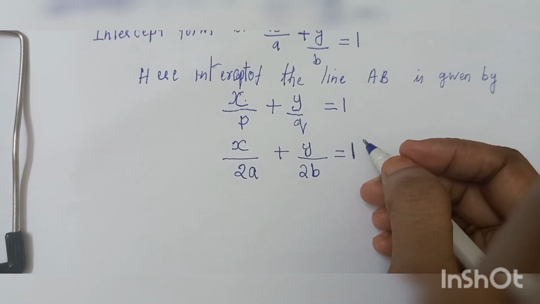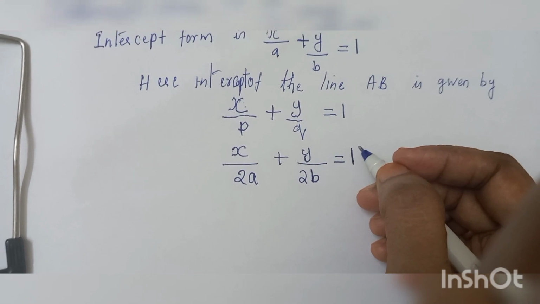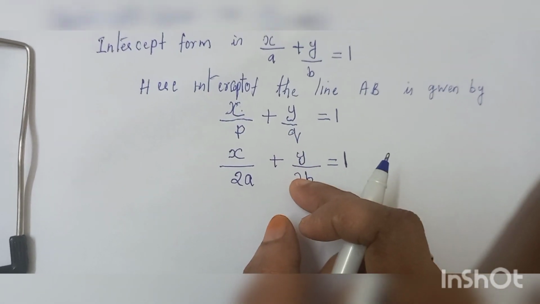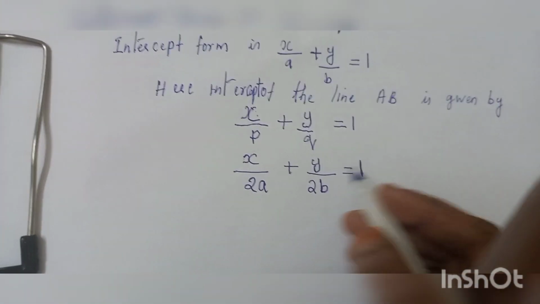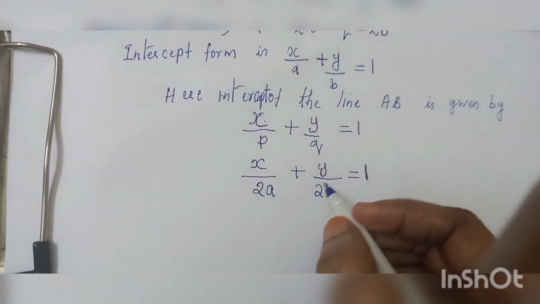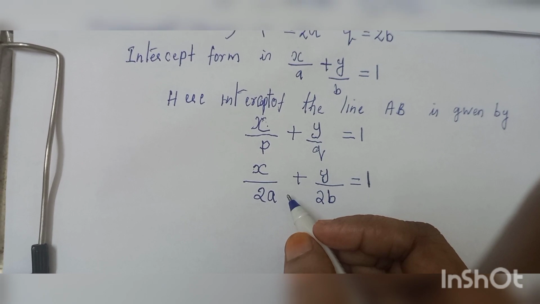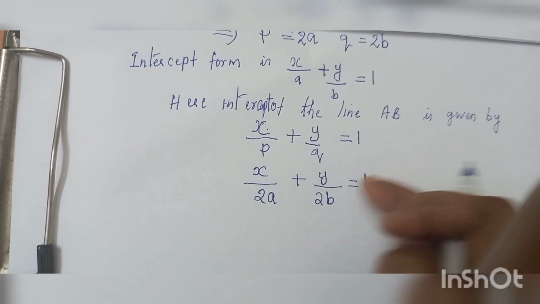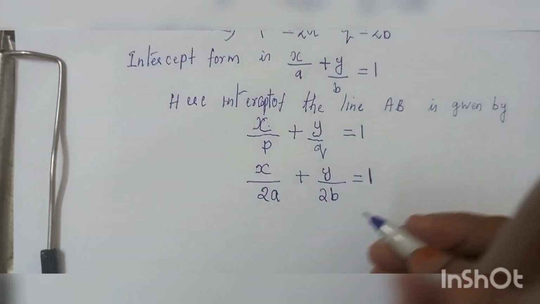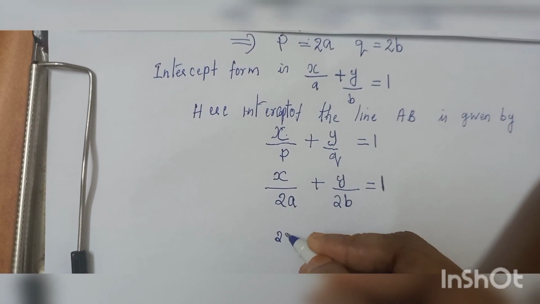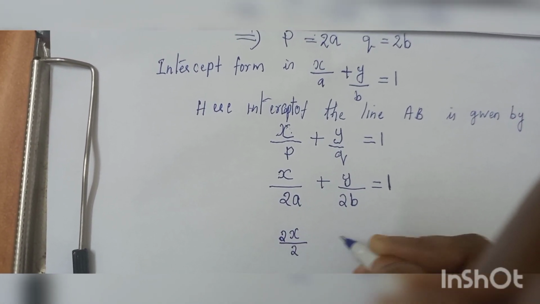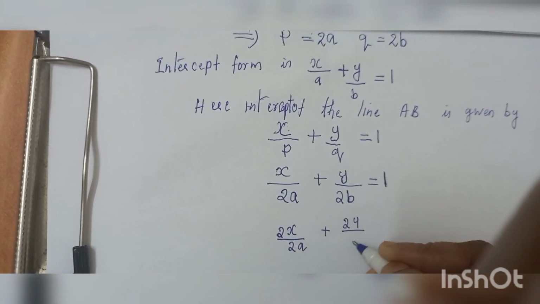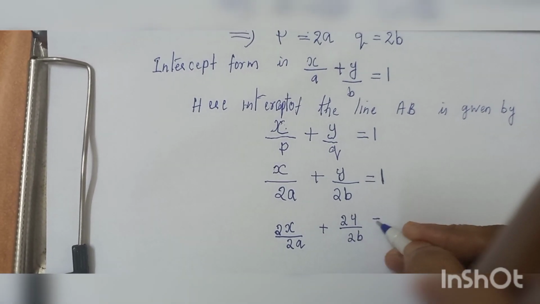What we have to show? x by a plus y by b is equal to 2 we have to show, isn't it? So next we have x by a plus y by b is equal to 2. So we have to multiply both sides by 2. So we get like this: 2x by 2a plus 2y by 2b is equal to 2.